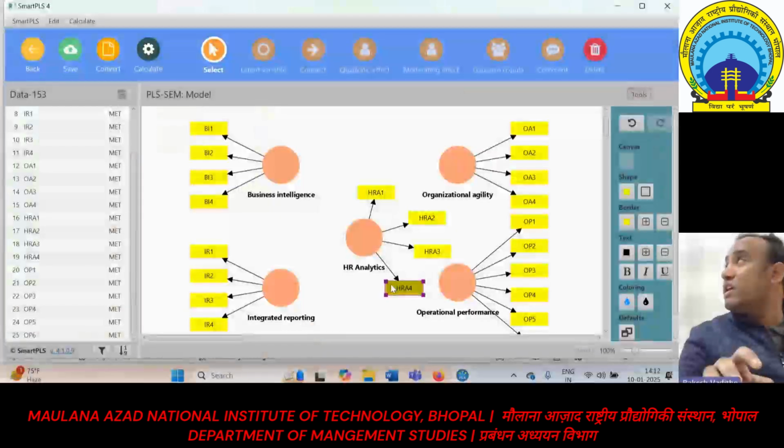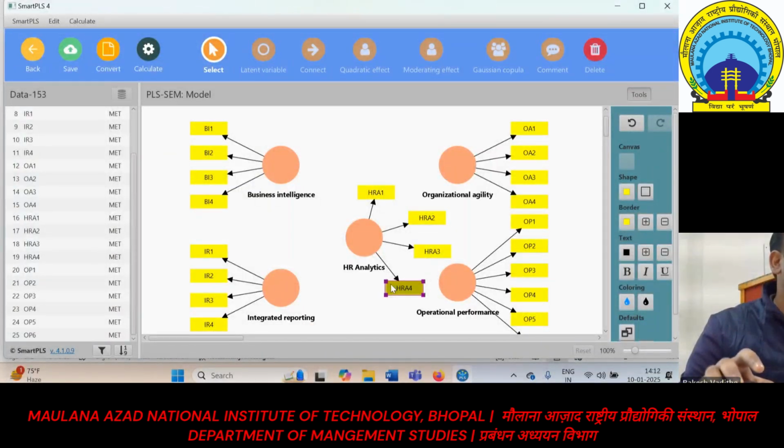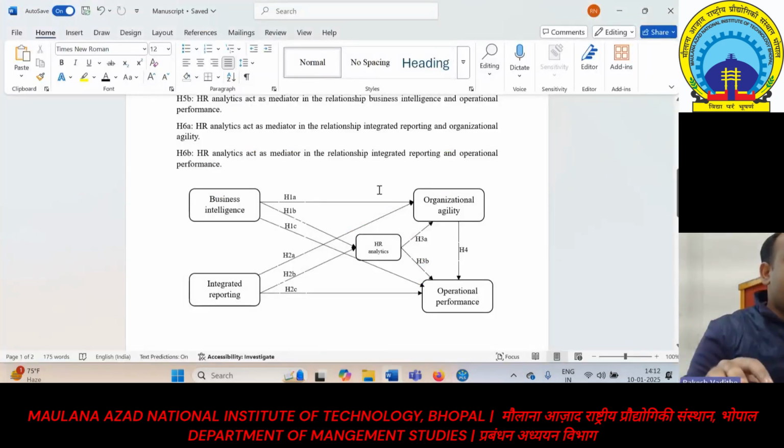Up to this stage, I think everyone followed. This is the proposed model. H1A, H1B, H1C are the influence from business intelligence. H2A, 2B, 2C are influence from integrated reporting. HR analytics to organizational agility and operational performance. H3A, 3B. H4 is organizational agility to operational performance.